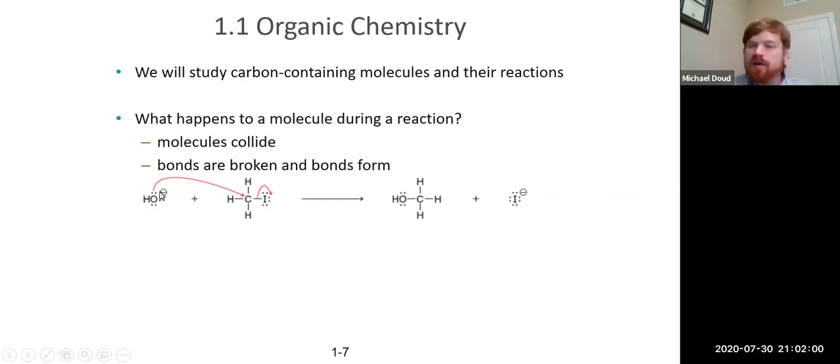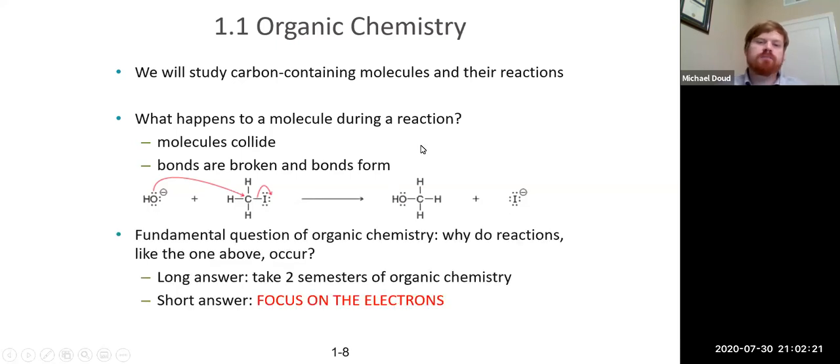So here what we have is a hydroxide ion combining with iodomethane. And what happens is this hydroxide creates a new carbon-oxygen bond. And at the same time, the carbon-iodine bond is broken. It's a heterolytic cleavage. Again, we'll talk about that more when we get there. Hopefully these things make sense to you here.